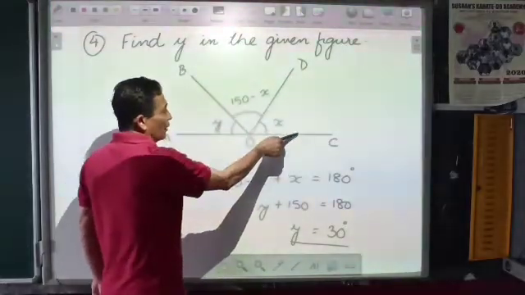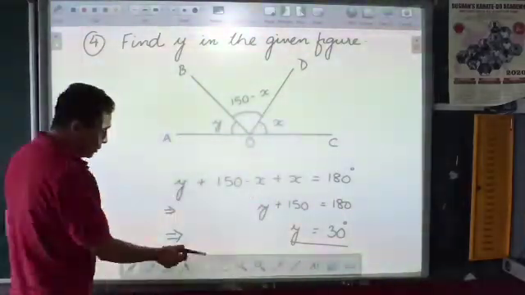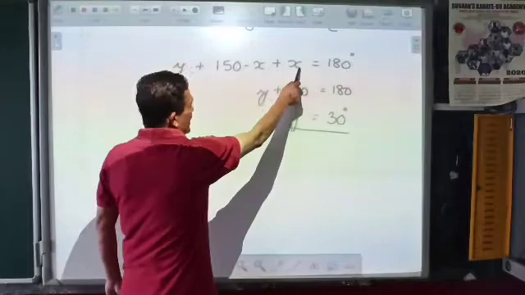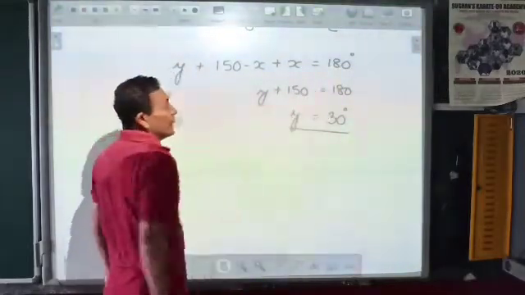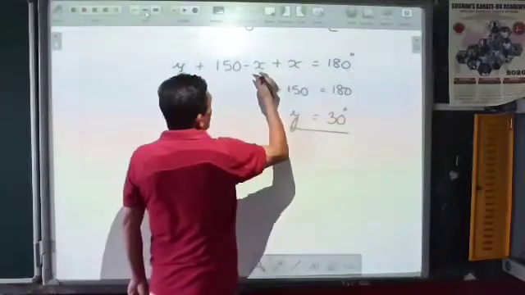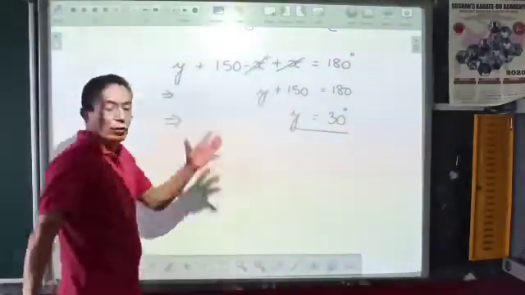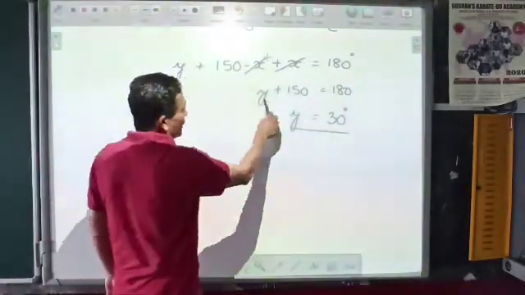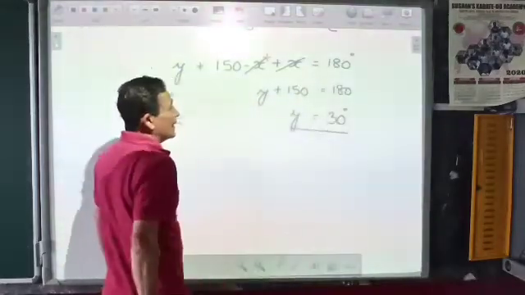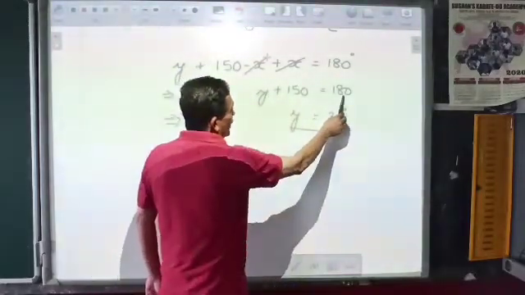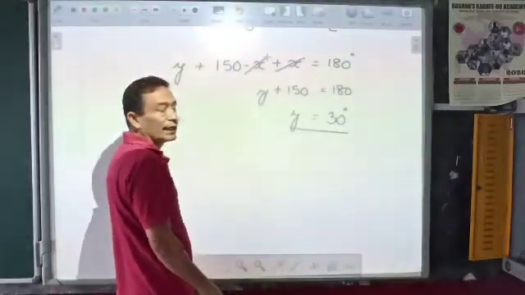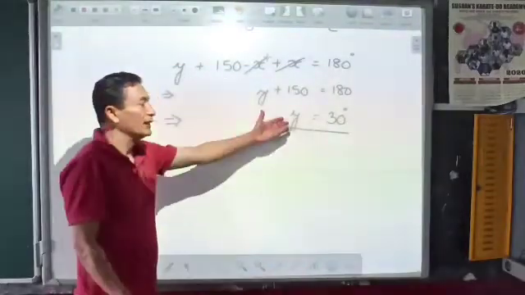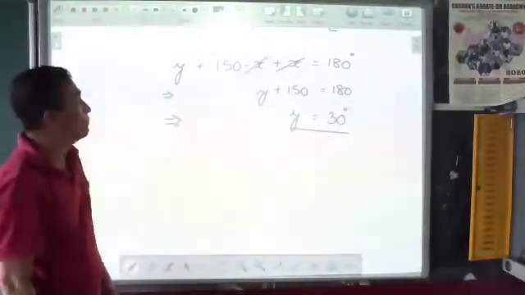That means when I add the 3 of them, I am supposed to get 180. So I have added the 3 of them, y plus 150 minus x plus x, the 3 of them will give me 180. Now you can see over here that I have a plus x and a minus x on the same side. So those 2 can be removed. So finally I am left with y plus 150 is equal to 180. So y will be equal to 180. Take the plus 150 to the other side, becomes minus 150. So 180 minus 150 will give me 30. So the value of y is 30.